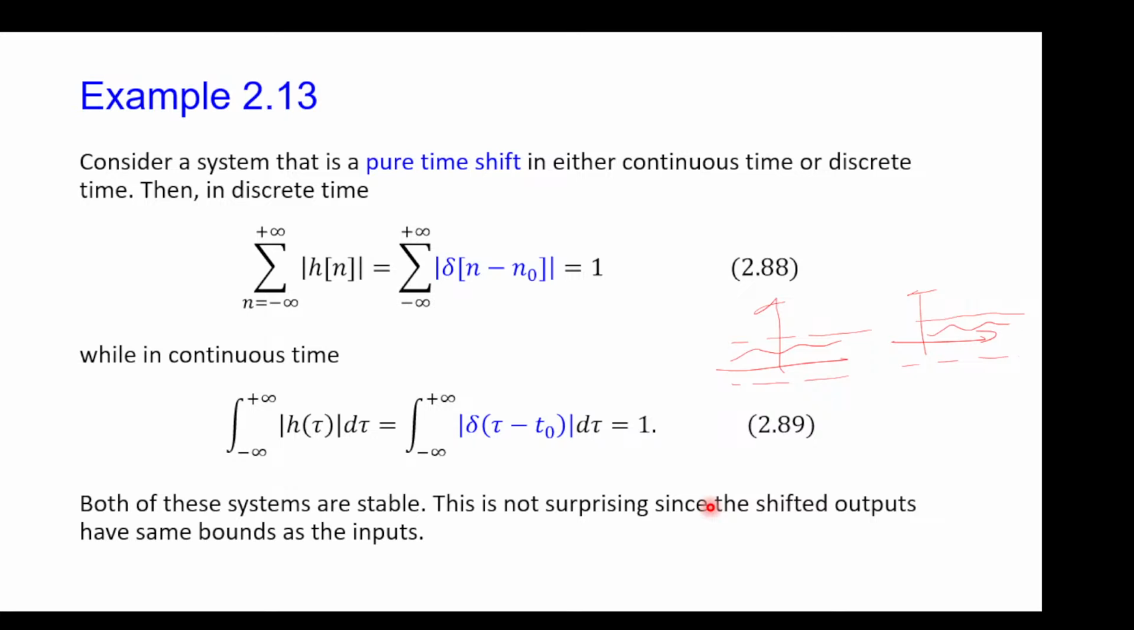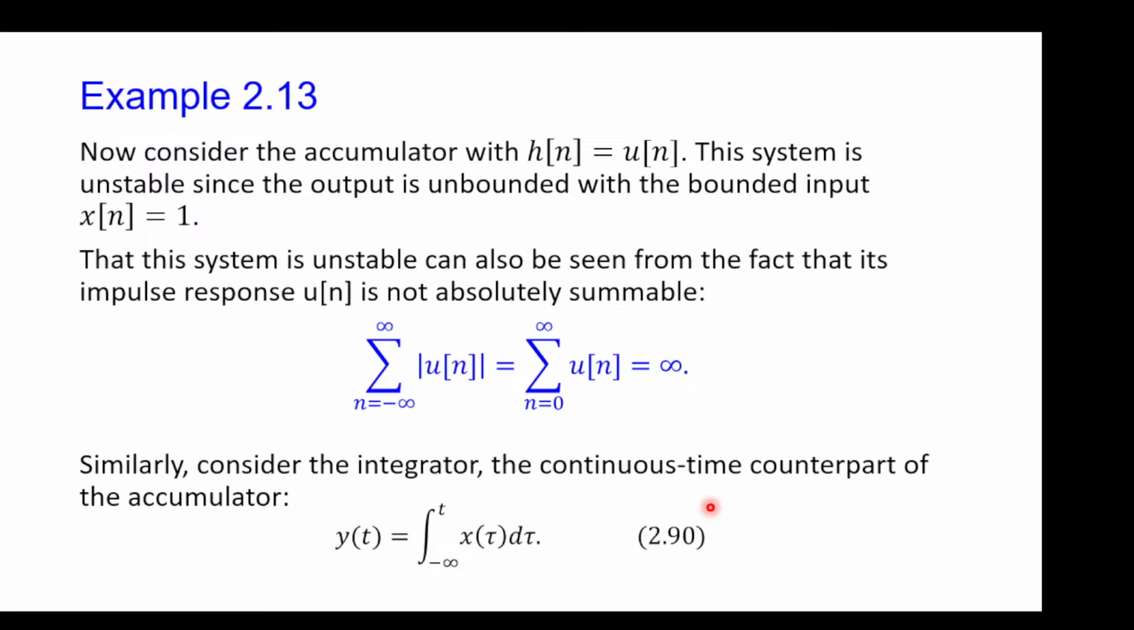Okay, so the next input is, I guess I should highlight this, the accumulator. The accumulator we just saw is the accumulator with impulse response u of n. It will keep accumulating, and we have seen in chapter 1 that the accumulator is unstable because if you just put in input 1 1 1 1, then the output is going to accumulate to infinity.